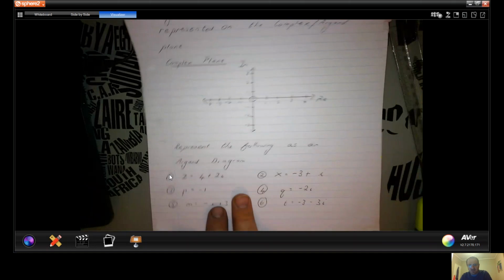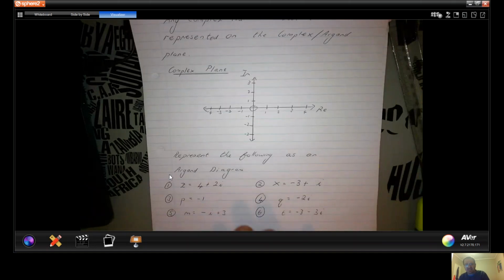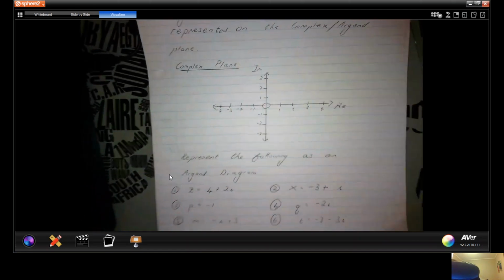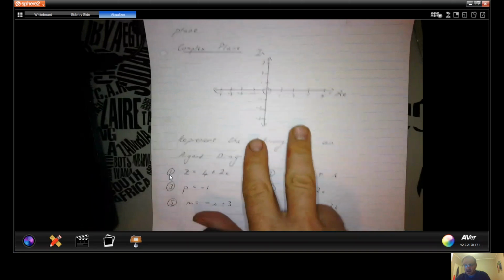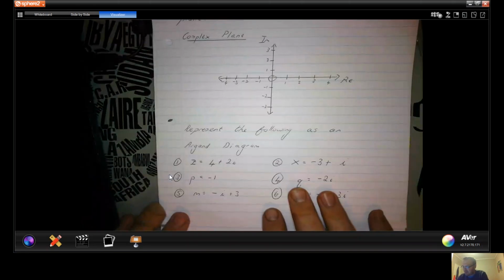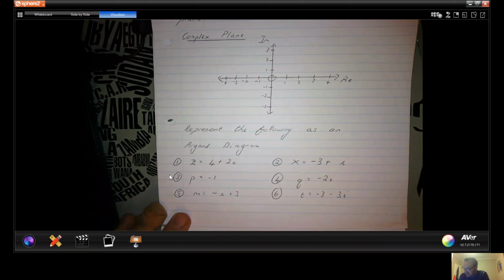So what are we talking about? I'm going to go straight to some examples. It says represent the following as an Argand diagram. So let me move it down a little bit and refocus it. We're given that diagram over here. This is the complex plane or the Argand plane, and it says represent the following as Argand diagrams.